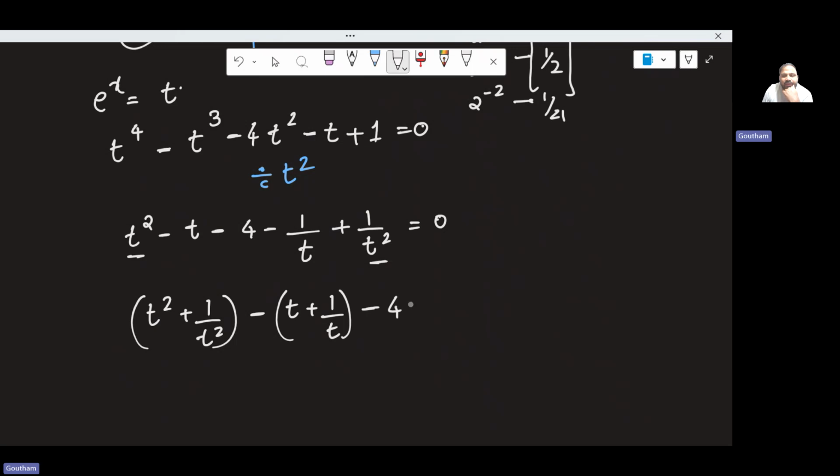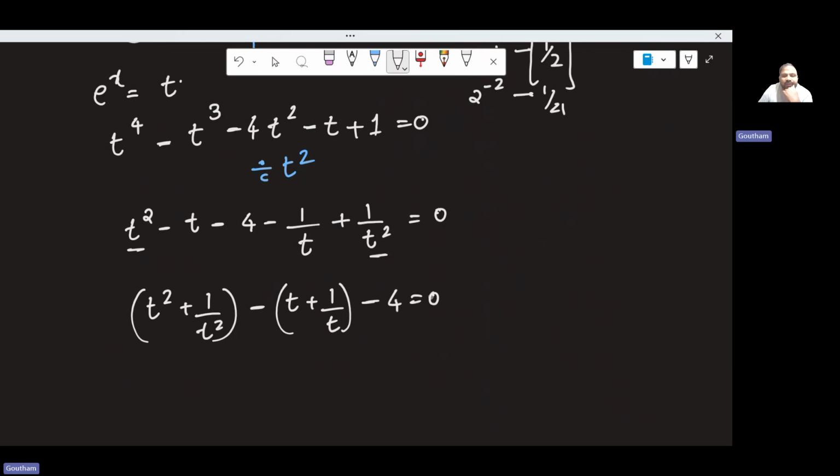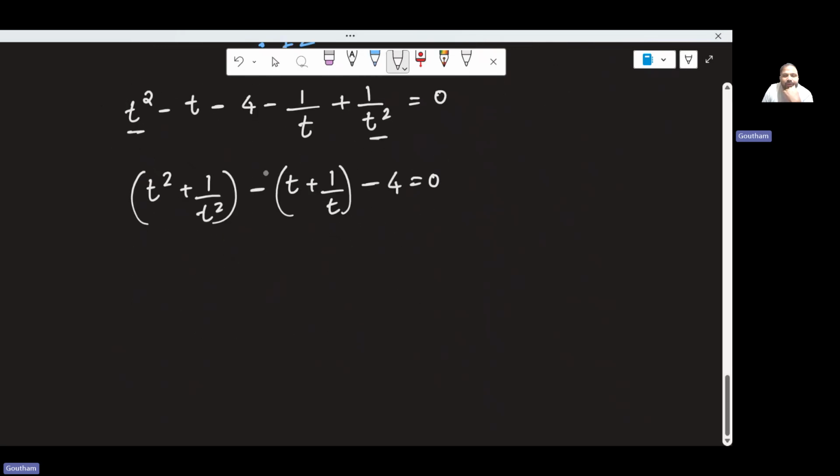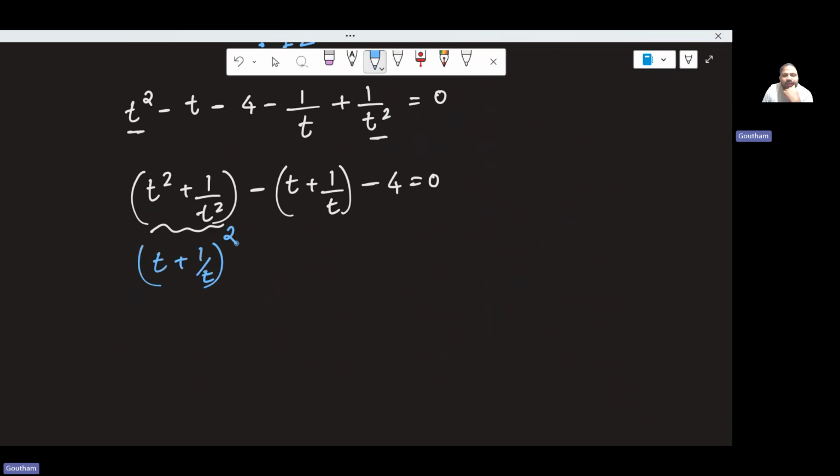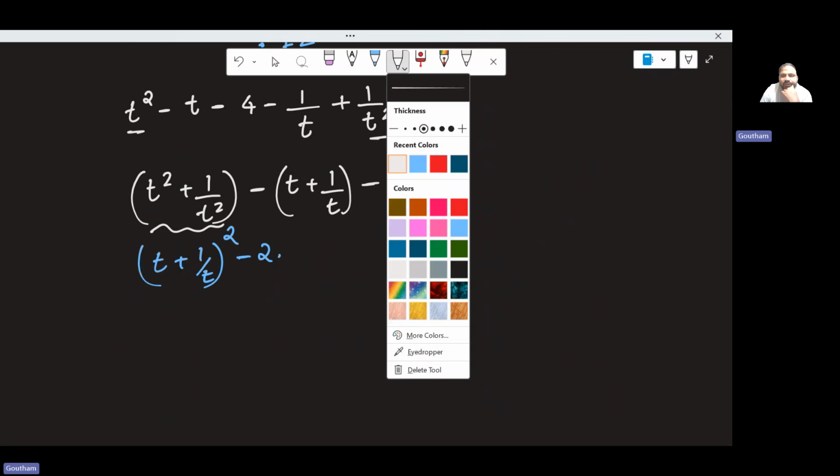See, does it look something familiar? Yes, it looks something familiar. How? Because this one, क्या कर सकते हैं हम? t plus 1 by t the whole square minus 2 लिख सकते हैं. All right. Sir, how do I know this? Yes, you can look at this.